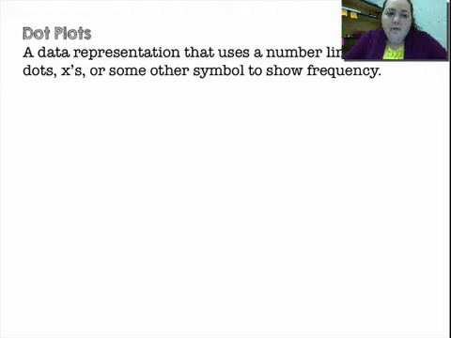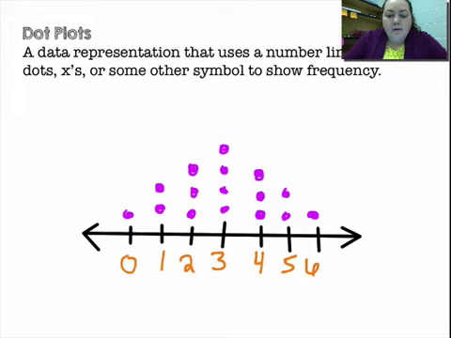All right, so a dot plot is a data representation that uses a number line and dots, x's, or some other symbol to show frequency. So how many times did that number occur? So here's an example of a dot plot.